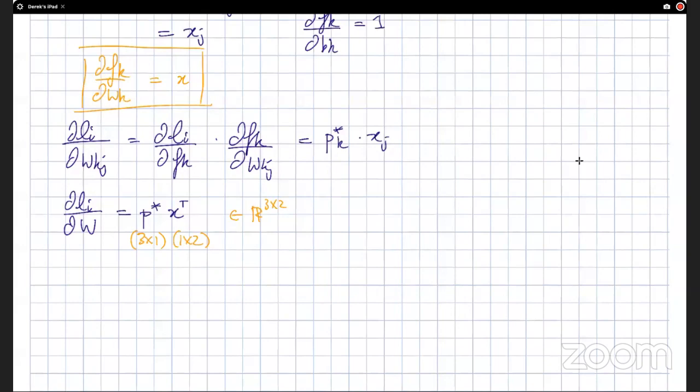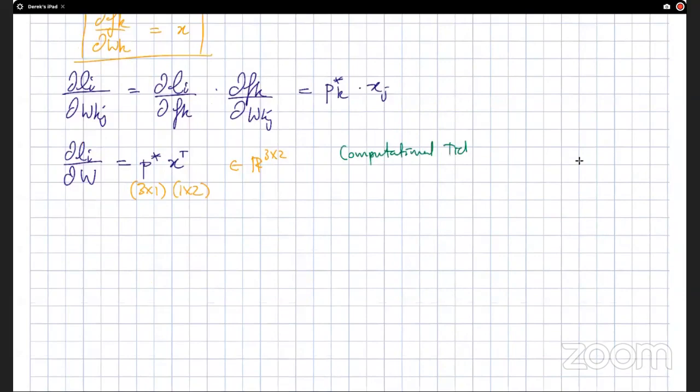Okay, so this is not exactly what we have in the code, and this is where we get to the computational trick. We have a computational trick because this is only for a single i. In the computational trick, we notice that L is the sum of Li. Well, okay, forget about the 1 over n here. You can do that whenever you want.